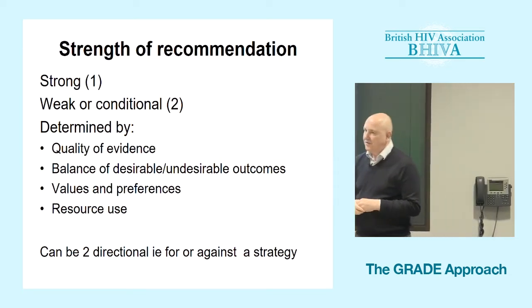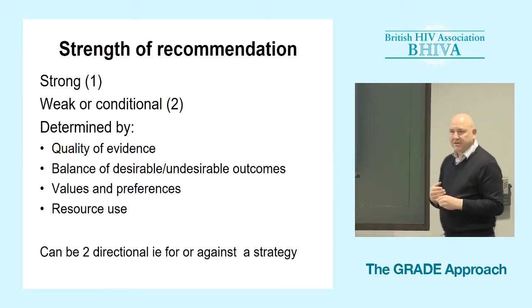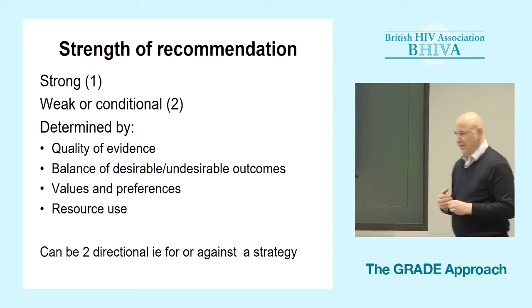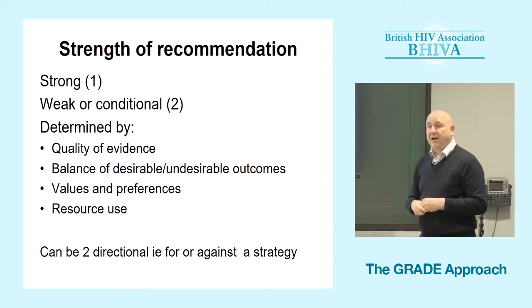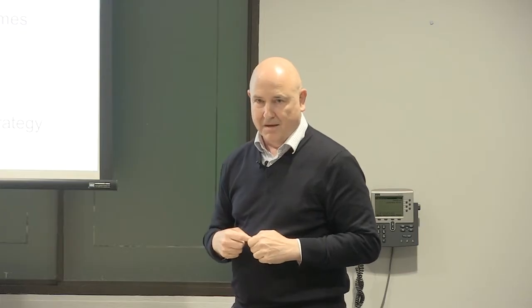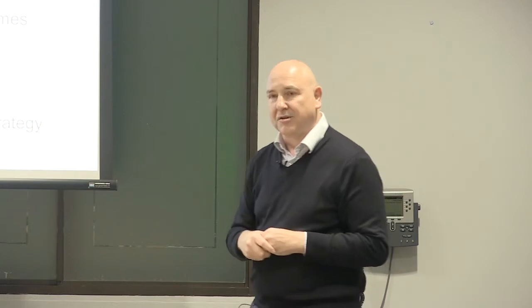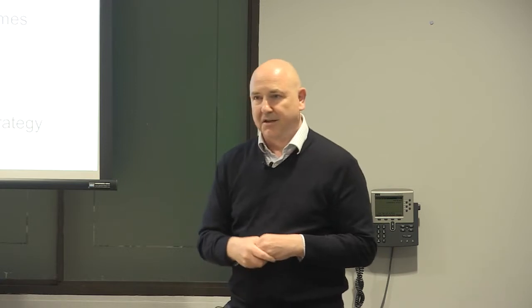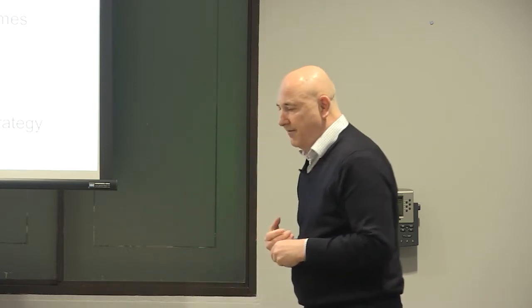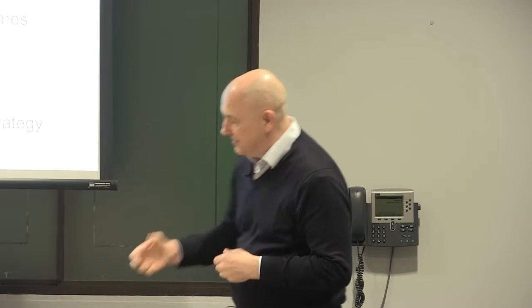And then the resource use. This is where you can put something in with resource use. So you could, for example, decide that you've got very good evidence for intervention A, but the cost is prohibitive, and therefore you make it a weak recommendation because of resource use. So we don't formally use resource, but you can take that into account when considering your recommendations. And it can be two-directional, i.e. for or against a strategy.